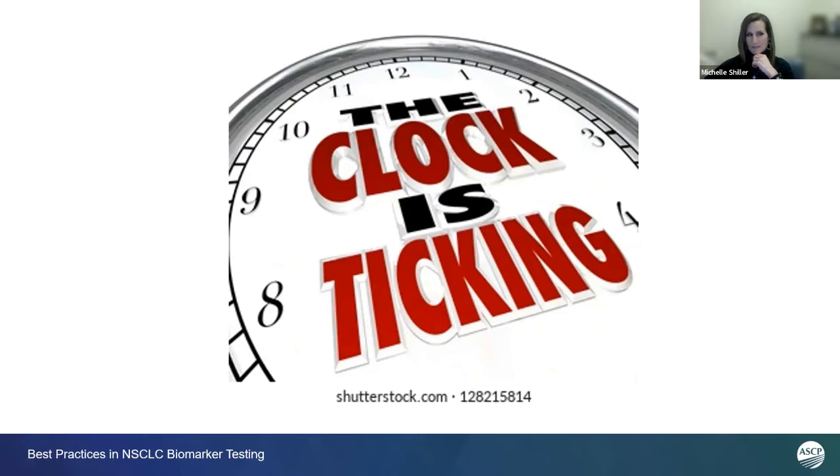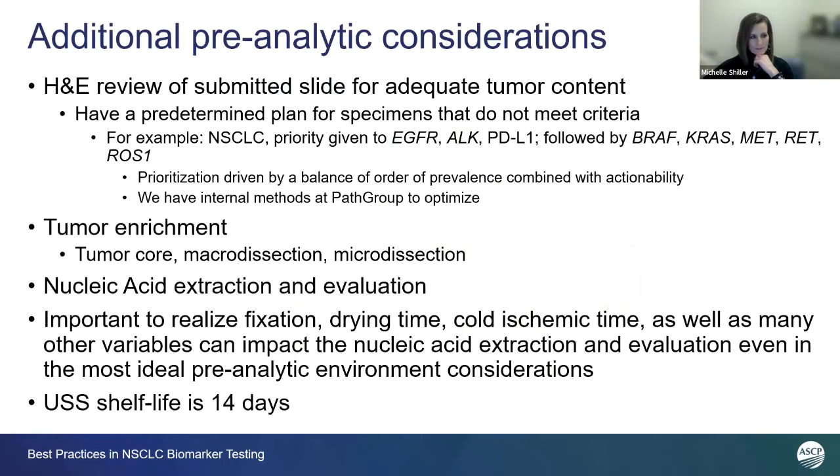And there's a fair percentage of them that time is against them. So we have to try to really keep that in mind and work to decrease the gaps in terms of time. So additional pre-analytic considerations include reviewing the H&E slides. And that's a requirement now, and you need to document how much tumor is present. It's also important to have already had a predetermined plan with the stakeholders, the providers and so on, about what to do if a specimen doesn't meet criteria.